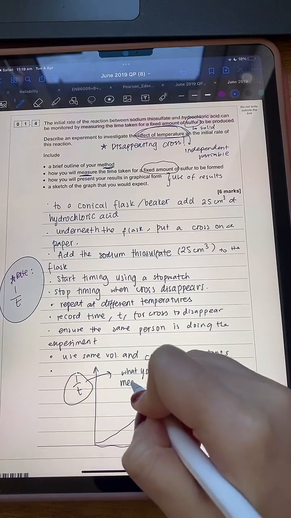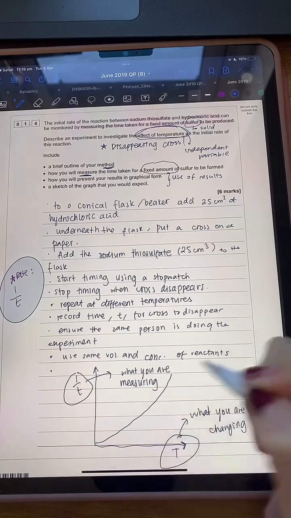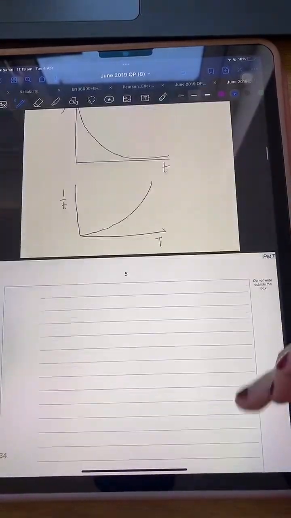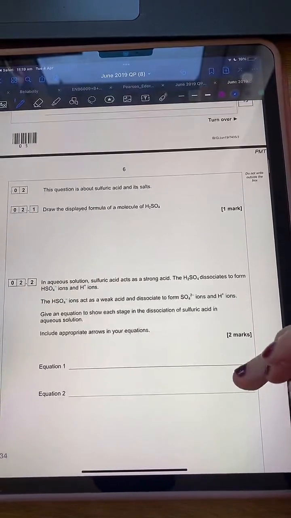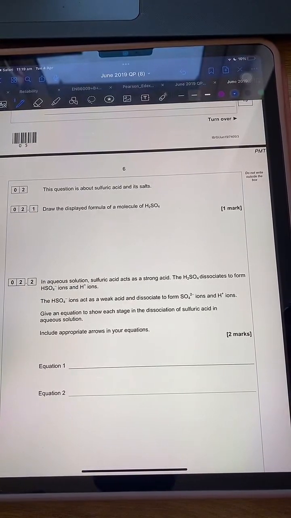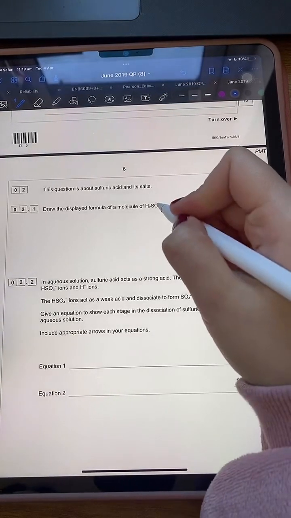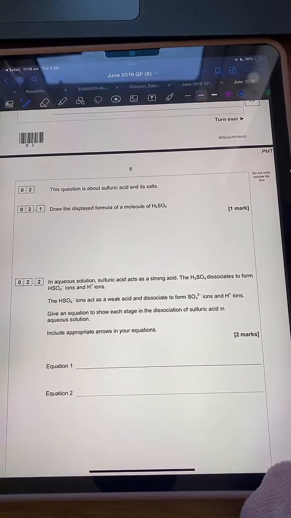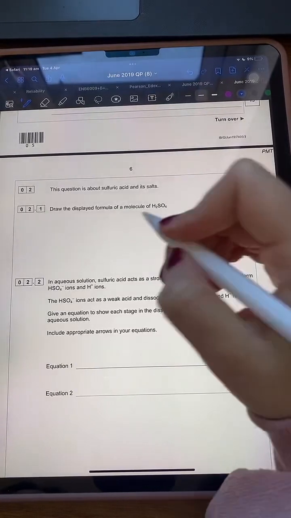Draw the displayed formula of a molecule of H2SO4. Okay, so this one's interesting. You can either memorize this or try and understand it, but since it's just 1 mark, I suggest you just memorize it. But basically, sulfur is in group 6, so it will have a pretty interesting structure.